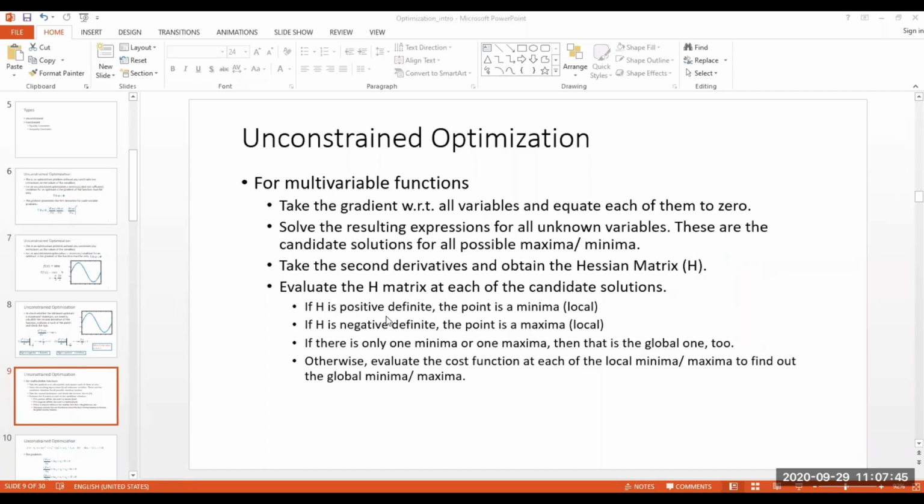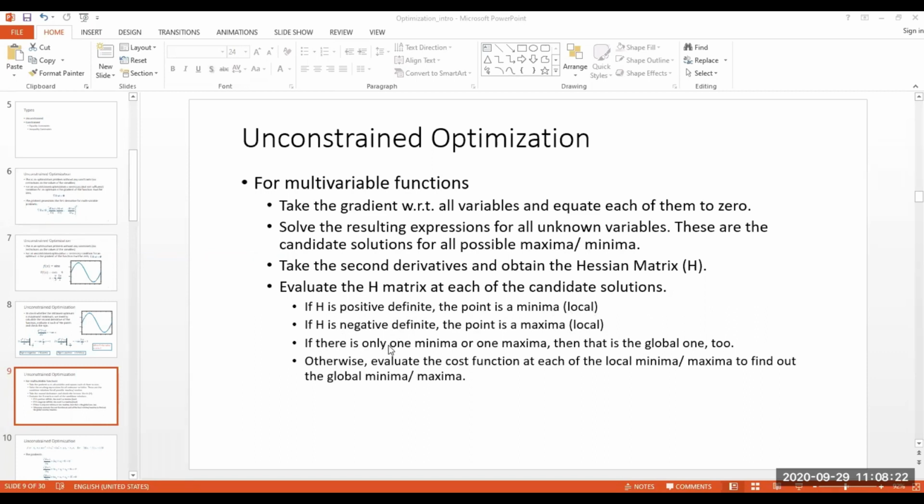Again, if H is positive definite, because now we are not talking about a scalar value, rather a matrix, then the point is a minima, but this is a local minima, and there is also the concept of global minima. If H is negative definite, the point is a maxima, again only guaranteed to be a local maxima. How do you ensure whether it is positive definite or negative definite? We'll come to that with the next example.